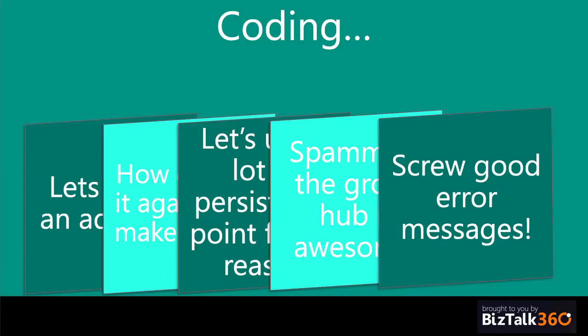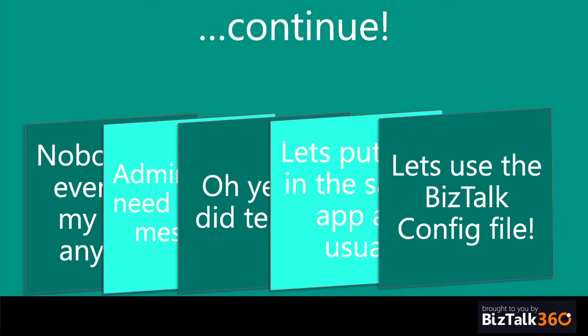And then this one, every now and then, I think developers, like, they live by this. Why should we give them good messages when it fails? Let's make it debug. They don't know how to code or drag and drop. And this continues. I'm not done. Nobody ever reads my code anyways, right? So I can just mess it up and write whatever I want. Comments? Never heard of it.